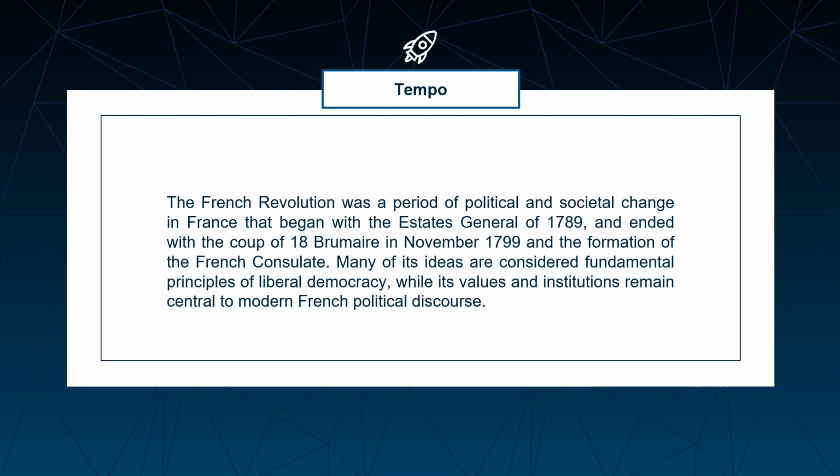The French Revolution was a period of political and societal change in France that began with the Estates General of 1789 and ended with the coup of 18 Brumaire in November 1799 and the formation of the French consulate. Many of its ideas are considered fundamental principles of liberal democracy, while its values and institutions remain central to modern French political discourse.